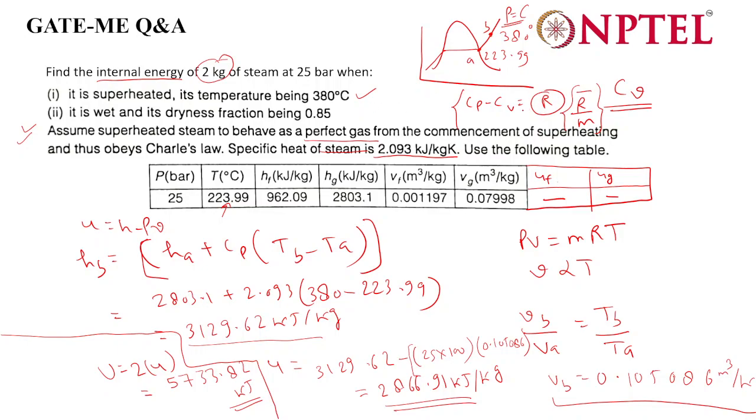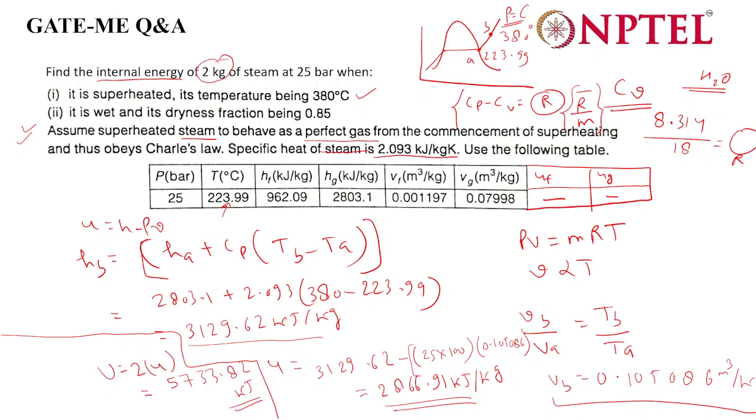Sir, but this is R bar upon M. This M is molar mass, no? Sir, here molar mass is not written, and it is not written which type of gas it is. If they are showing steam, then we can consider it as water. Okay, so 8.314 divided by 18, right? H2O, 18 would be there, so it would be the R. Just try whether it is coming or not.